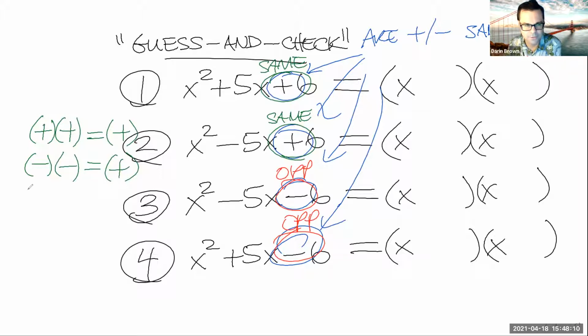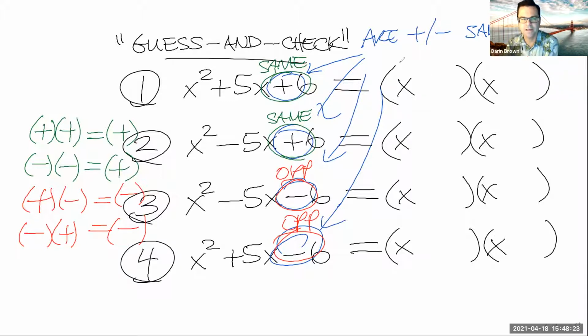Okay, so the other one is positive times negative is negative, and negative times positive, of course, is negative as well. That's why we get this. So here, we know this has got to be the same sign. Now, which sign is that? Well, that's how you tell. In the case that it's the same sign, then you look to these and that tells you which sign.